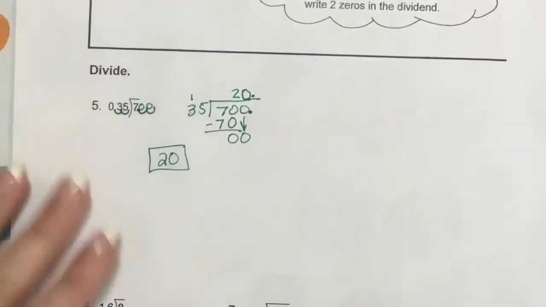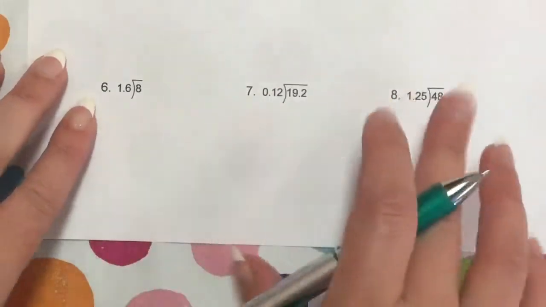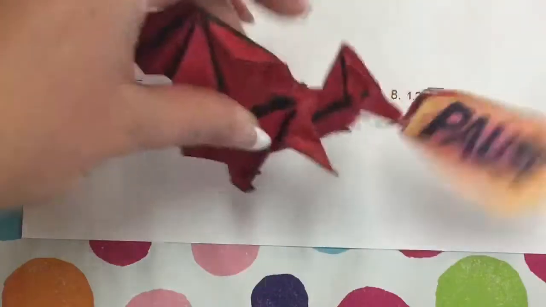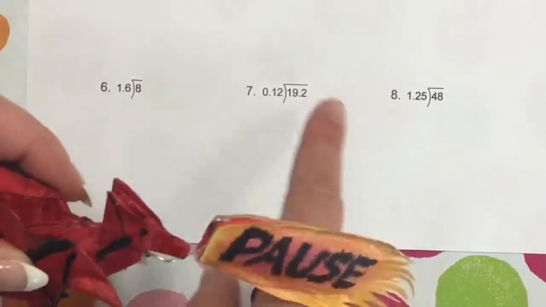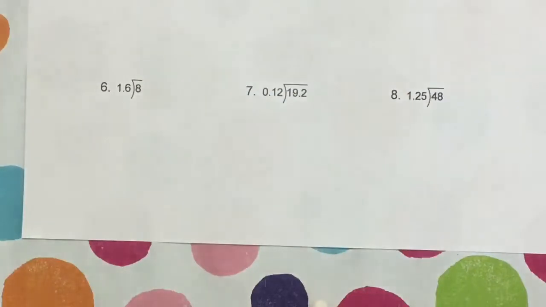Now it is time for you to embark on a mathematical journey of problems 6, 7, and 8. So I want you to go ahead and pause when you try number 6, 7, and 8. And then when you get done, press play, and we'll see you in a little bit. All right, see you in a little bit.